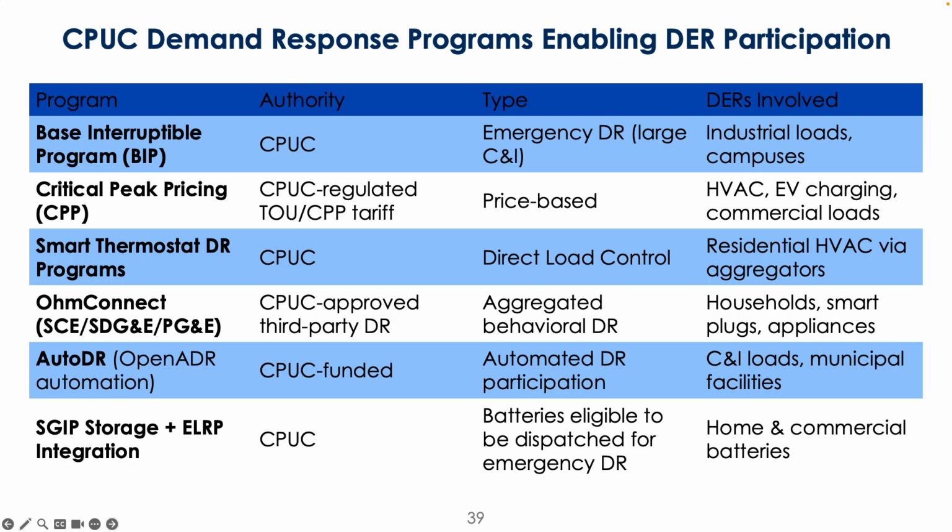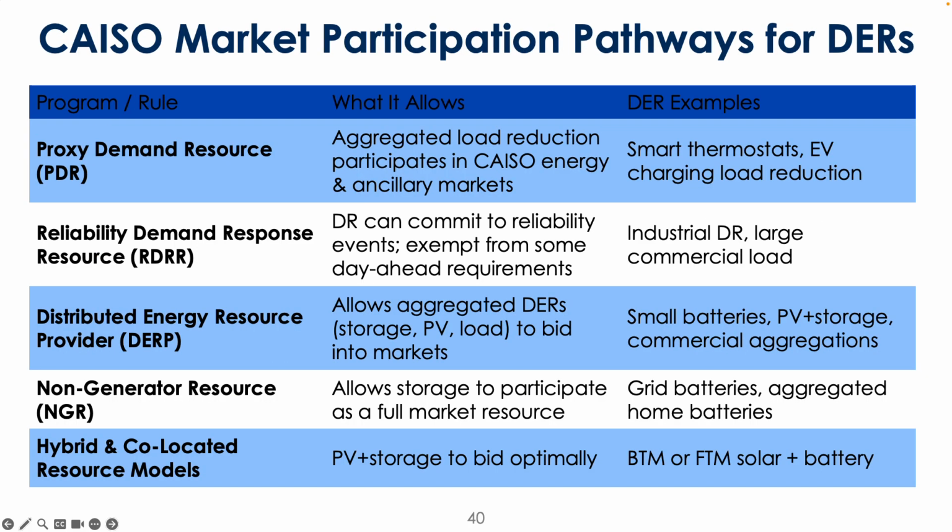So these are programs enabled specifically by PUC, but it's not the only one, right? So we also have pathways to participate in CAISO's market. So proxy demand response, reliability demand response, distributed energy resource provider. Again, I'm not going to go through all of these specifically, but I'll leave these as reference if folks want to learn more about these programs.